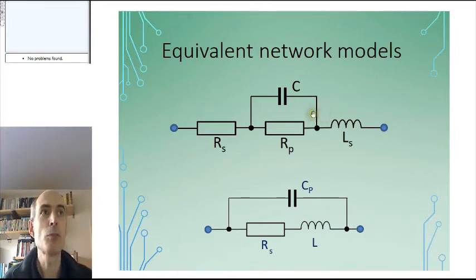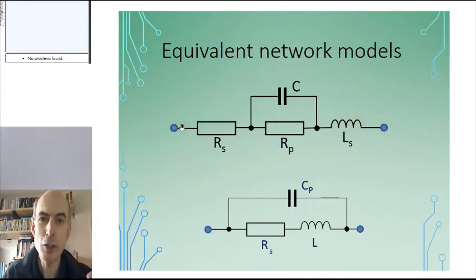Simulating with this, with an ideal capacitor, two ideal resistors and an ideal inductor, gives you a quite good approximation of the behaviour of the real capacitor across a very wide range of frequencies. All you have to know is the values of these three so-called parasitic components. We have an inductor here, which will dominate the impedance of the component at very high frequencies. We have two resistors here.